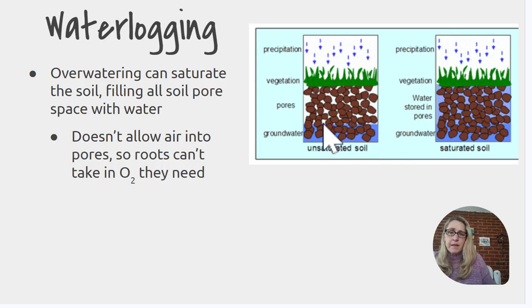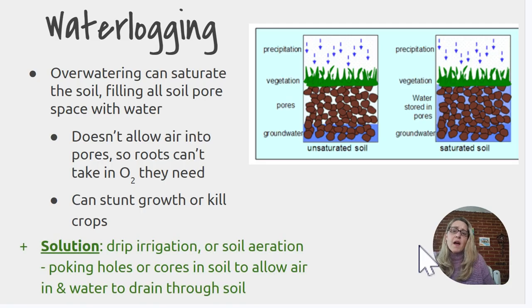Sounds great, right? Plants love water, but don't forget, they also need oxygen. They need oxygen so that the plants can do cellular respiration and can grow. And so if you end up filling all the spaces with water, there's no oxygen and they're not getting it, and they won't grow, or they might actually die. So as you can see here, it can stunt the growth of the crops. Like I said, the solution to this is using that drip irrigation so we're not overwatering.